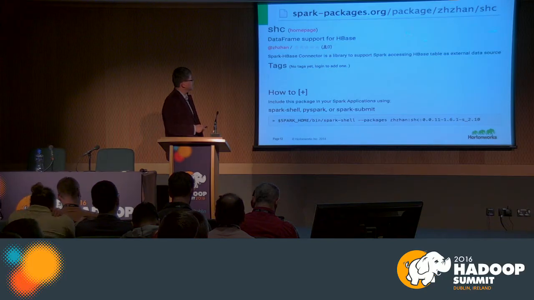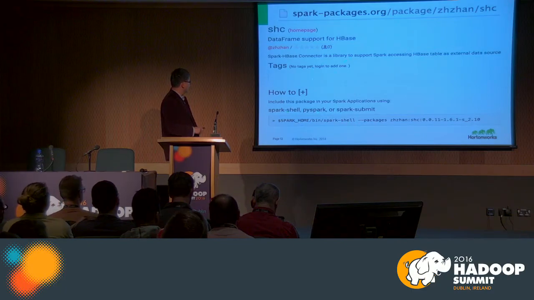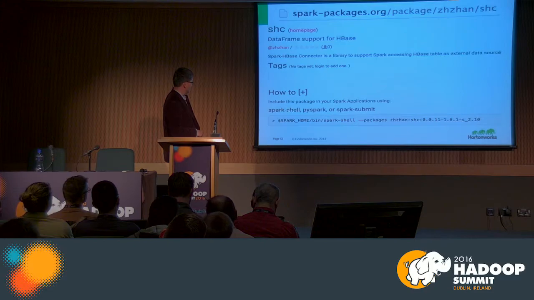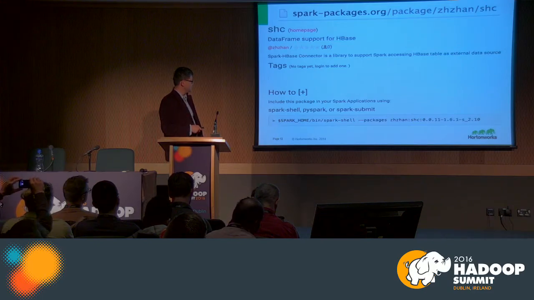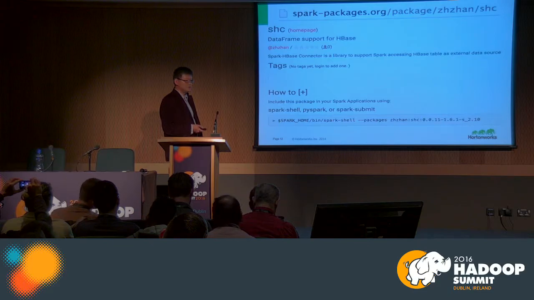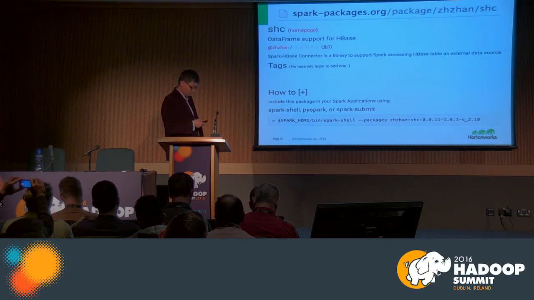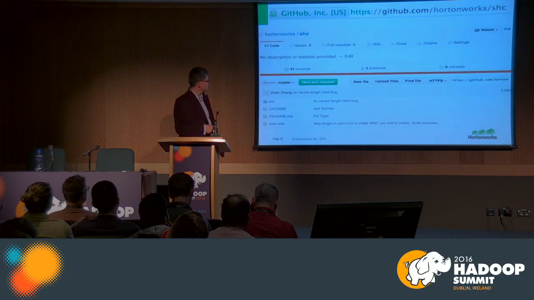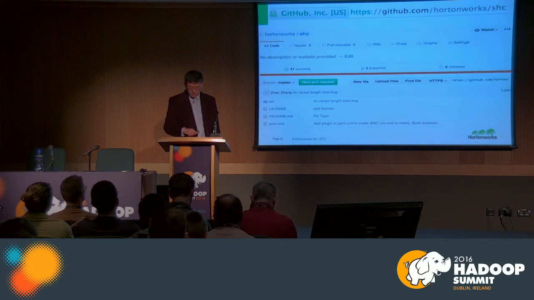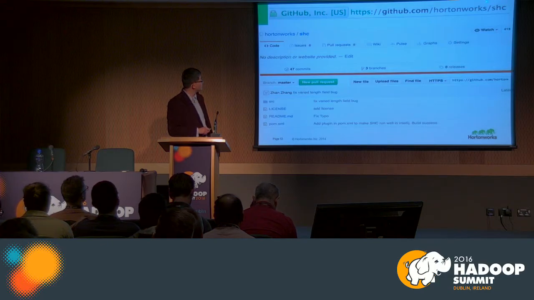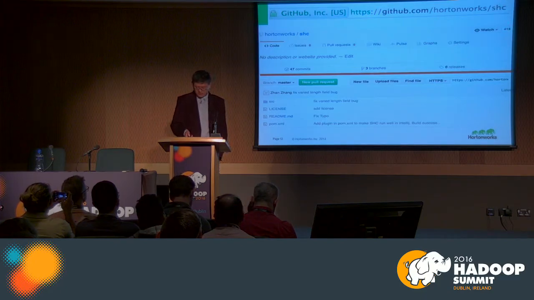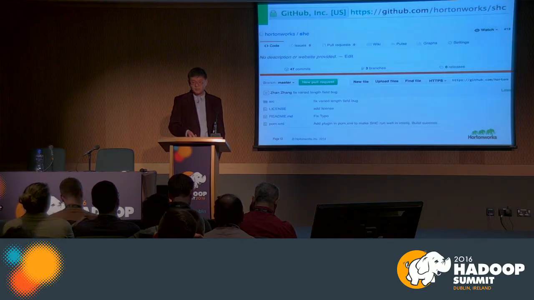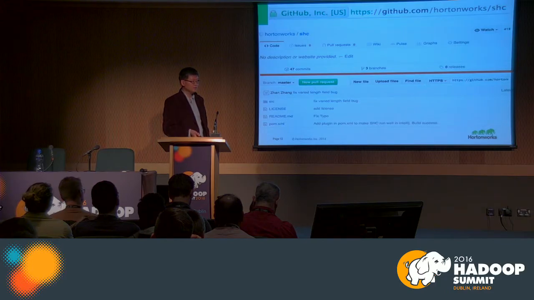If you go to Spark Packages and search for SHC, you will find this page. You can use --packages in your Spark shell or Spark submit as a standard use case. And if you want to use this in your project, you just add the dependency in your POM file. If you are really interested in the source code, this is the Hortonworks GitHub, github.com/hortonworks/SHC. You can download it or compile it. It's a POM Maven project, with Maven package and Maven test, those standard steps.